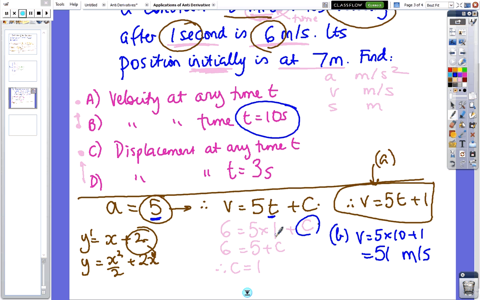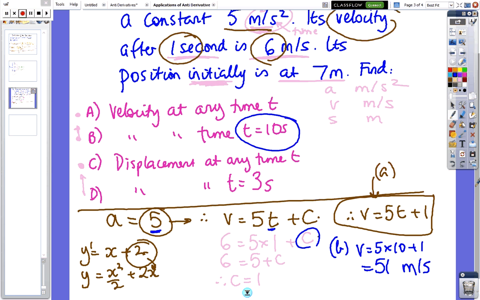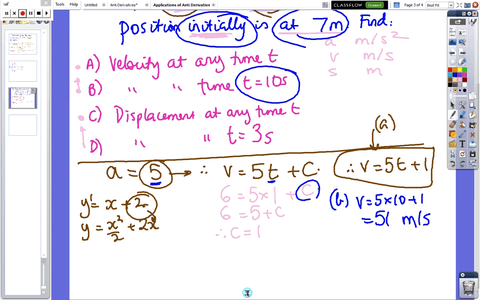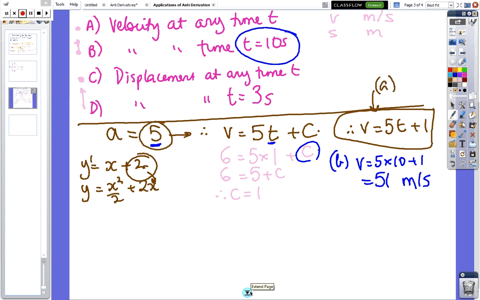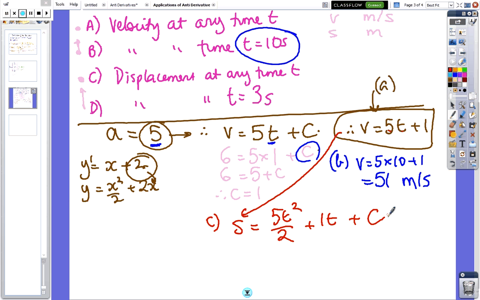Now that we've done the first two, we can look at displacement. We need the information that initial is 7. I'm just going to move the board down a bit. So we're going to go from velocity to displacement. S equals, so 5t turns into 5t squared over 2, and 1 turns into 1t, or just t, plus a constant.